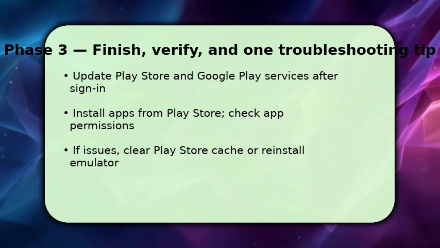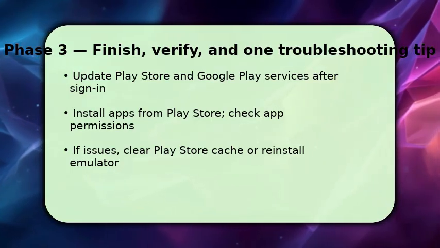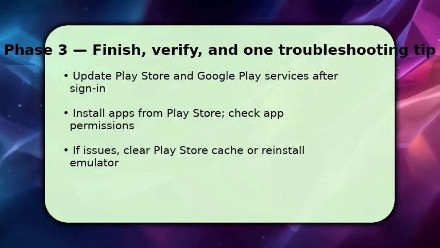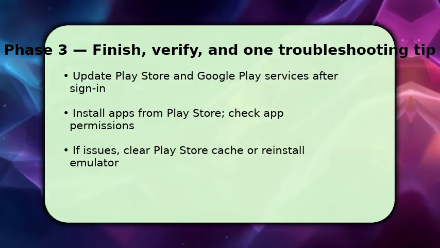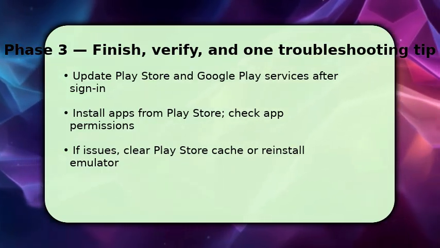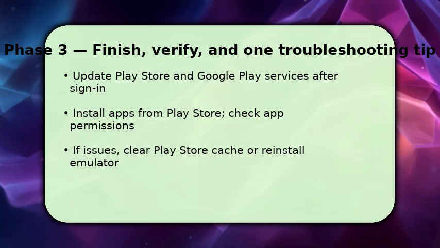Finish by updating the Play Store and Google Play Services to ensure app compatibility. Open Settings, check for system updates in the virtual device, and restart the emulator. Then install apps as you would on a phone and adjust permissions for camera, storage, and location.